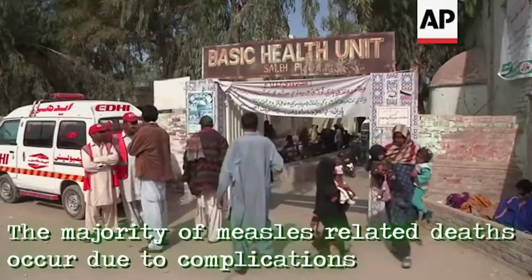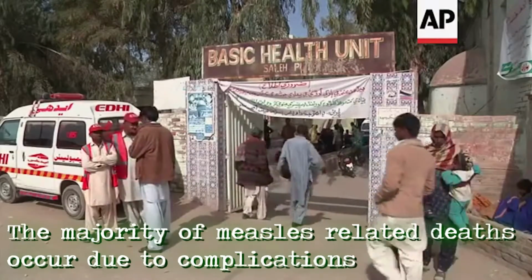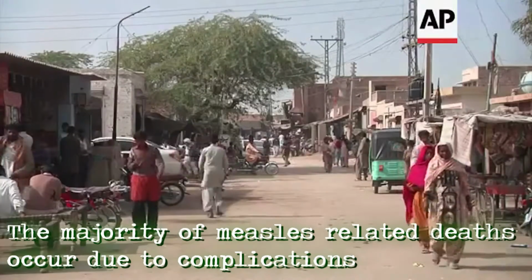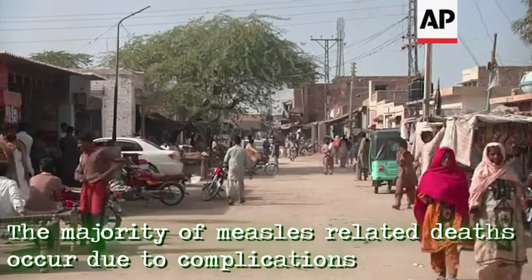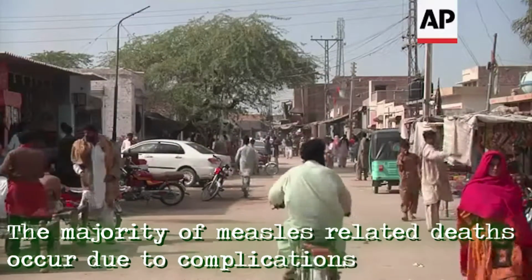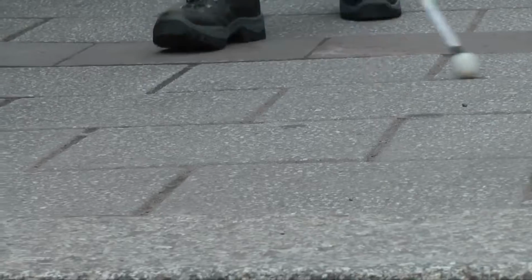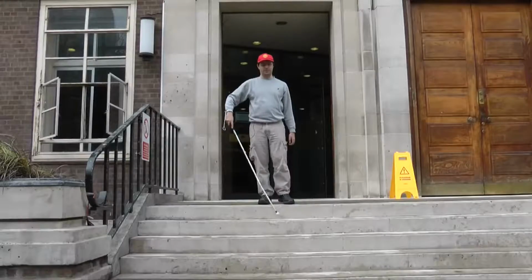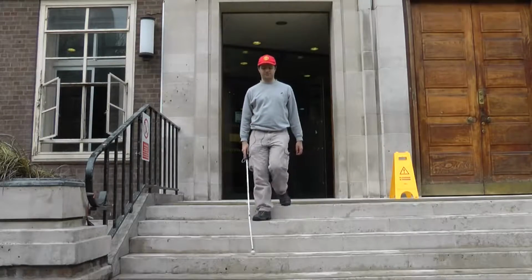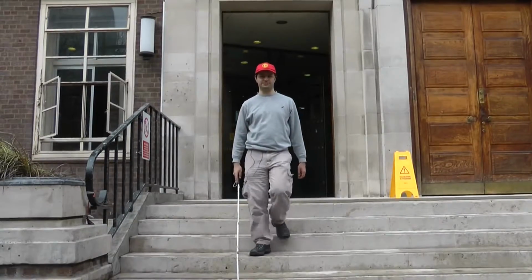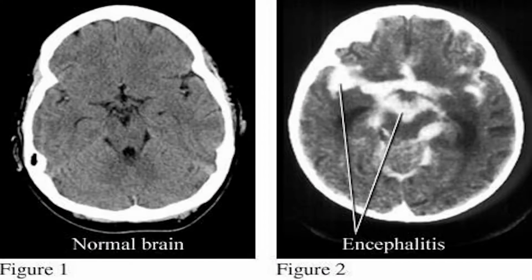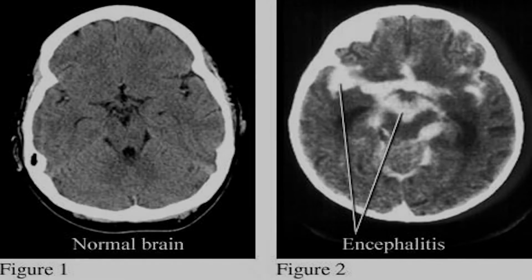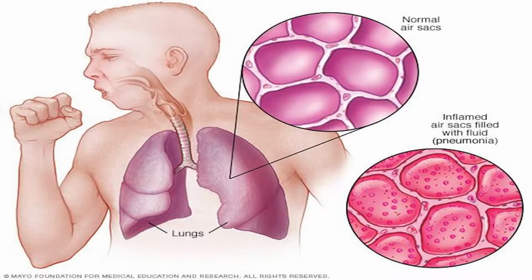Most measles-related deaths are caused by complications associated with the disease. Complications are more common in children under the age of 5 or adults over the age of 20. The most serious complications include blindness, encephalitis, which is an infection that causes brain swelling, severe diarrhea and related dehydration, ear infections, or severe respiratory infections such as pneumonia.